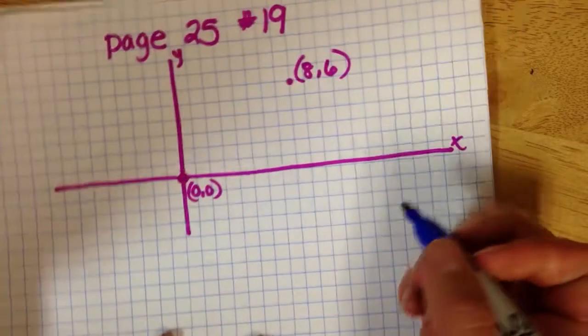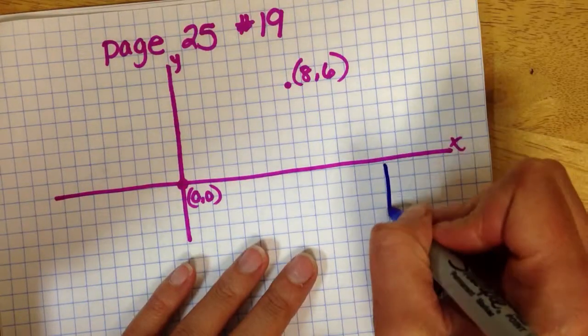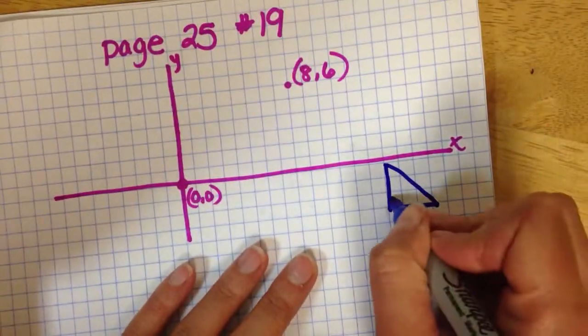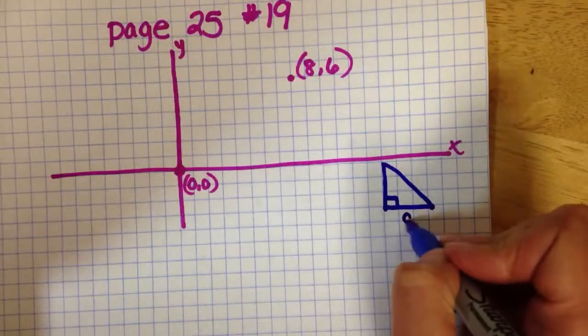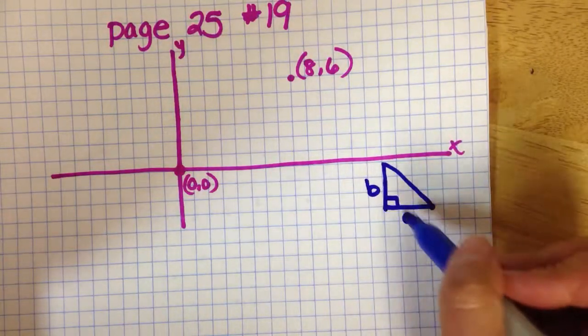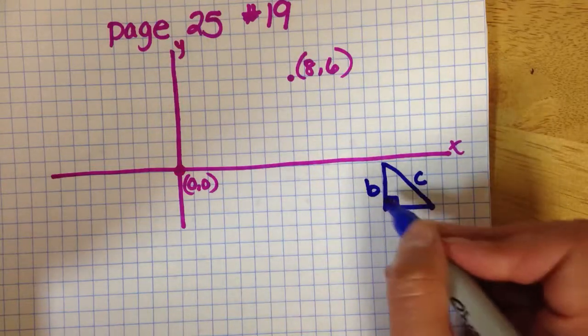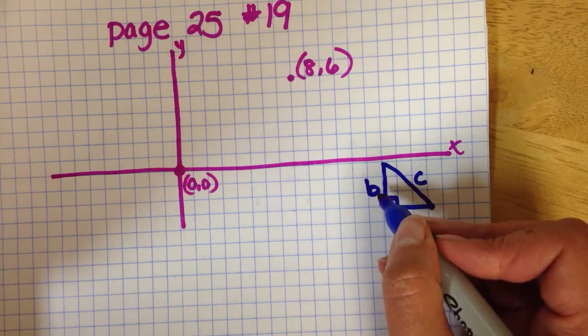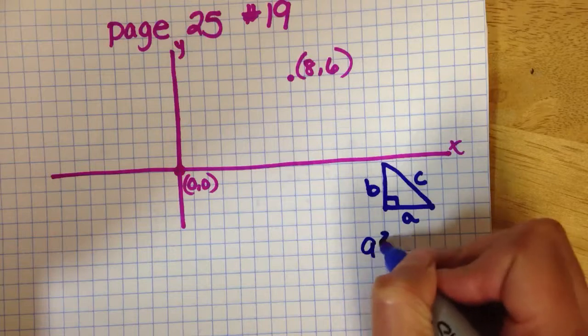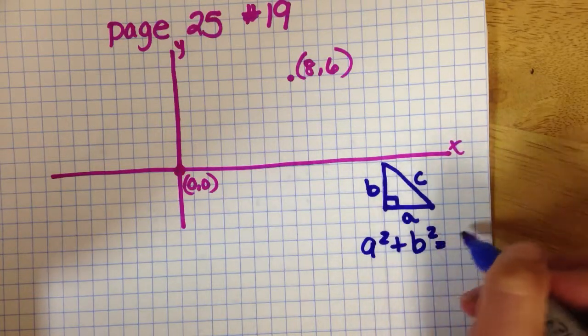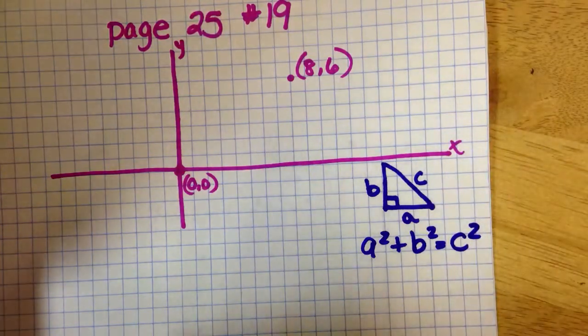First of all, you need to realize that the Pythagorean theorem is only used for right triangles. The 2 legs are A and B, and the hypotenuse is C. The order of A and B doesn't matter. You could have A over here and B over here. So here's the Pythagorean theorem: A squared plus B squared equals C squared.